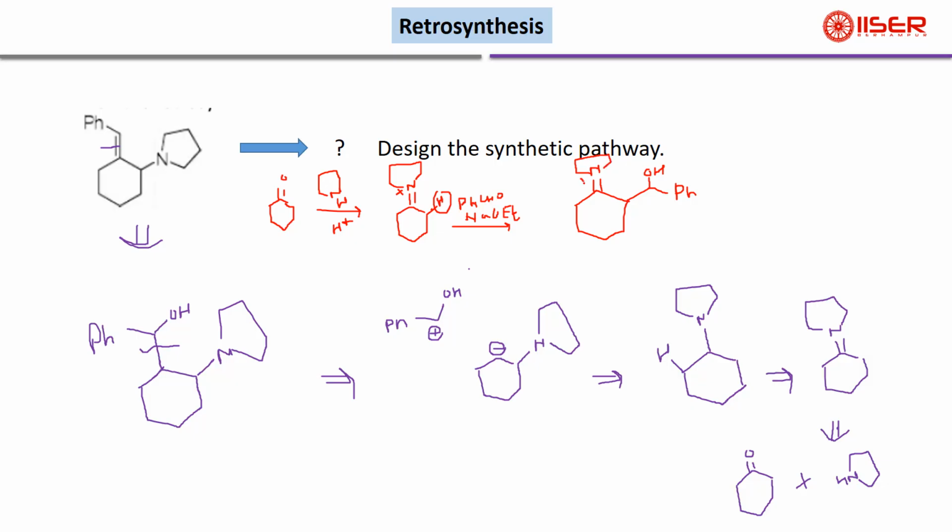Now in the next step, we have seen this imine is in an amine form, so you have to reduce the imine. So if you perform a reduction, LiAlH4 can reduce imine to amine.